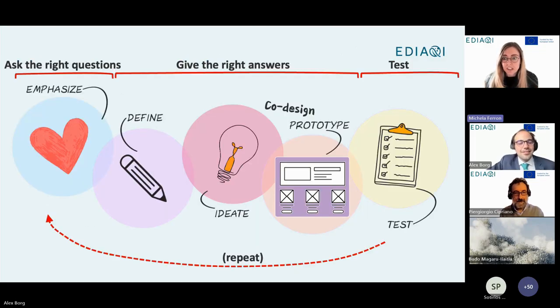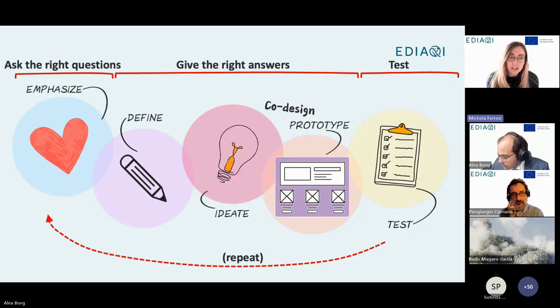But how do we design for a good and meaningful experience? We start by asking the right questions. Through user research, we understand who users and stakeholders are, what they need, what problems they face in real contexts. From there, we define the problem and we focus on user needs rather than technical solutions. We then move to ideation, where we explore different solutions and then we make them tangible through prototypes, which are simple artifacts that help us visualize and discuss ideas.